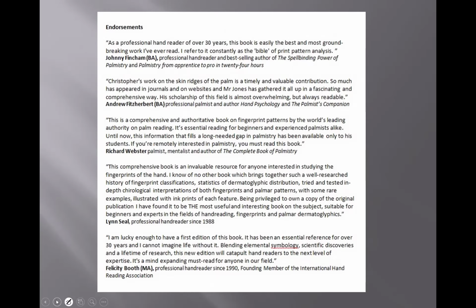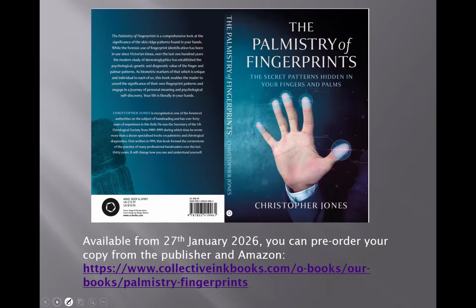So it's actually a very, very comprehensive book on the nature of fingerprint patterns, the distributions, and the meaning and significance of those patterns when they're found on your fingers and in the palm.